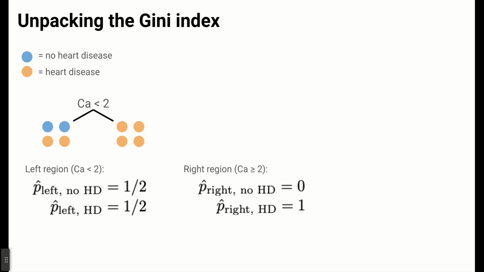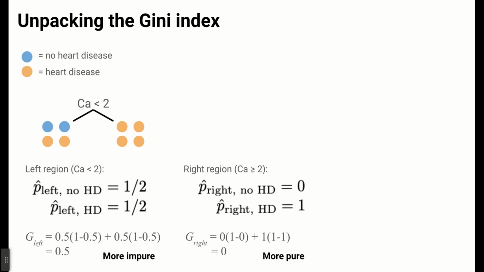We first need the outcome probabilities in both regions. In the left region, half the cases have heart disease and half don't. In the right region, all of the cases have heart disease. Based on these probabilities, the Gini Index for the left region is 0.5 and it's 0 for the right region. The left region is more impure than the right region. It has a higher Gini Index.